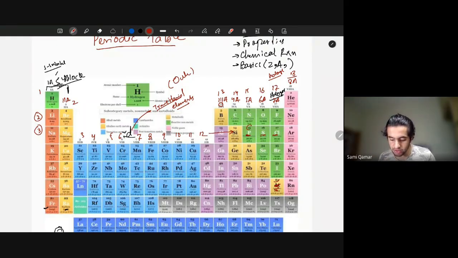Phosphorus has 15 electrons, sulfur has 16 electrons, chlorine has 17 electrons. Now get that thing. Phosphorus will gain 3 electrons. The valence shell will be completed because it belongs to group number 5, and it can gain 3 more electrons. Then it will have 8 electrons in the valence shell. So phosphorus will gain 3 electrons.